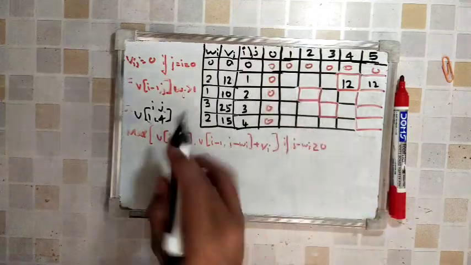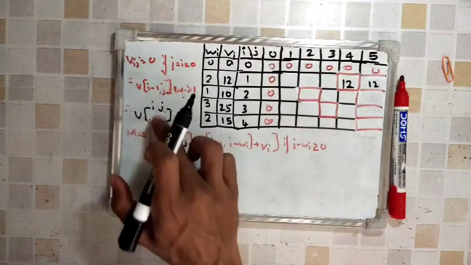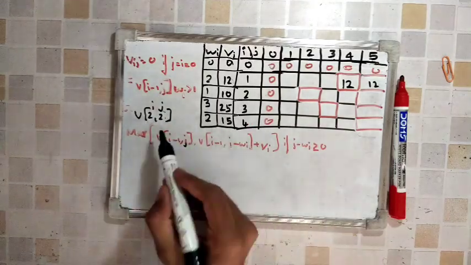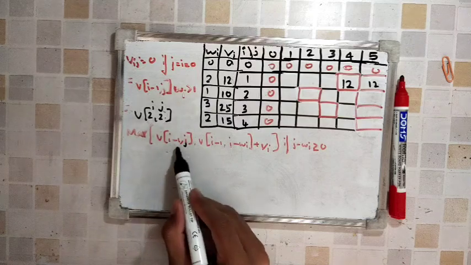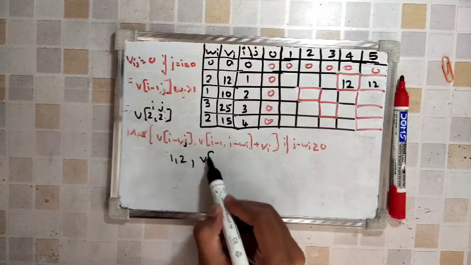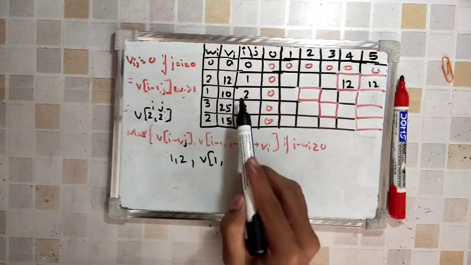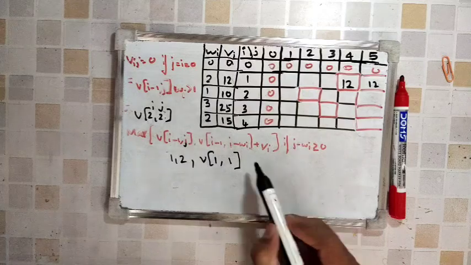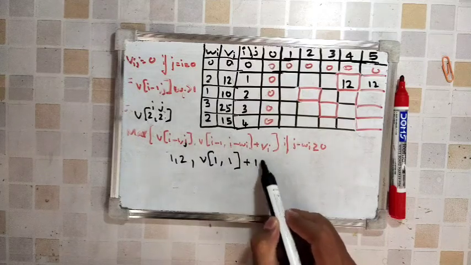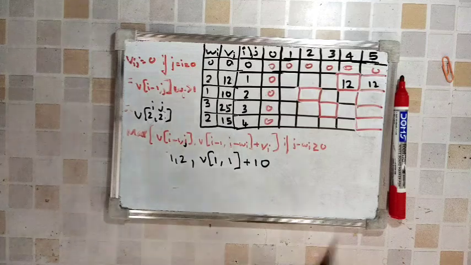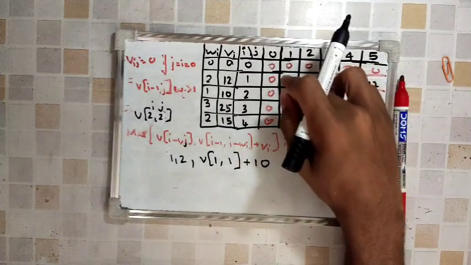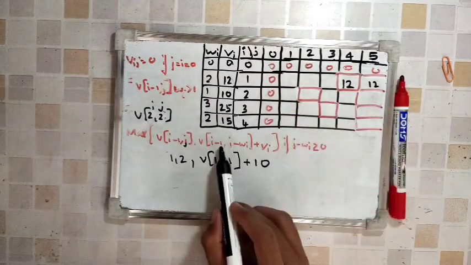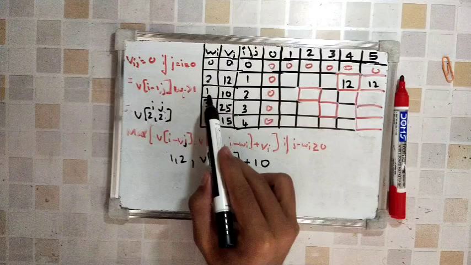2 comma 2, okay, let me just try 2 comma 2. If I have to find 2 comma 2, let us see what we are getting here. So i minus 1, that is v of 1 comma, j minus wi, so 1 comma 1, plus what's the profit of this, that is 10. Now again I have to find 1 comma 1 for this, which comes here. So then I can go back and try to find 1 comma 1 here. So i will be 1, j is 2, 2 minus 1.